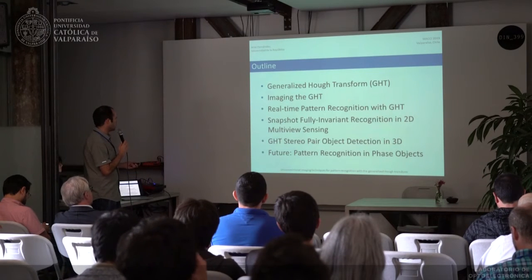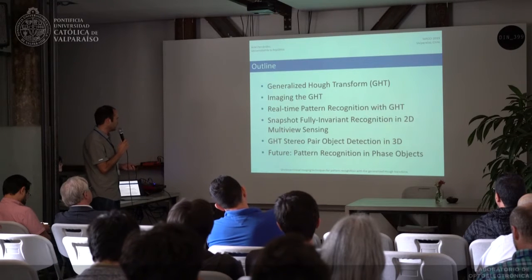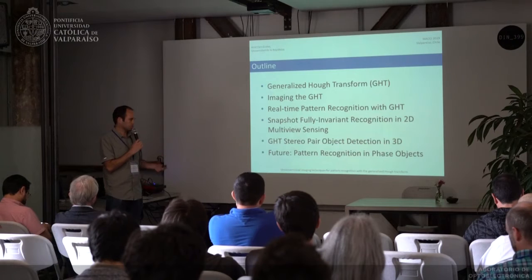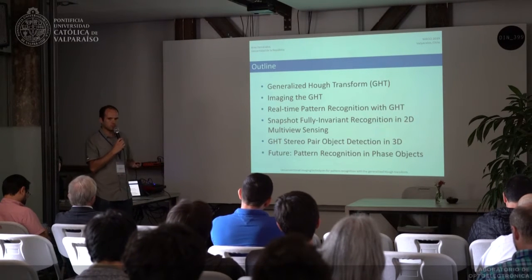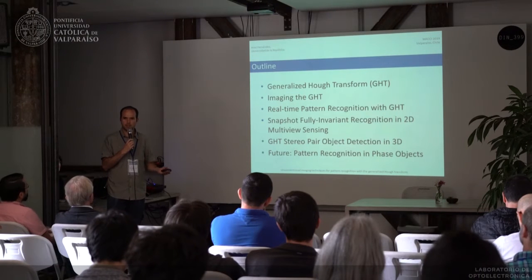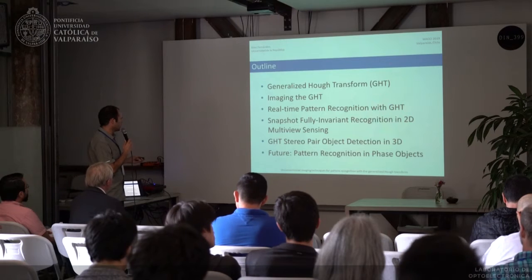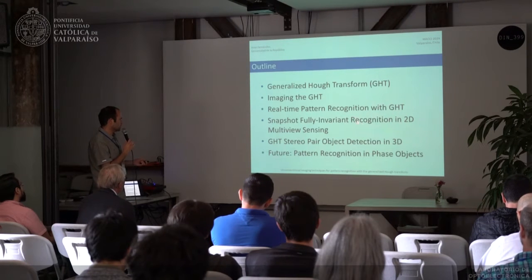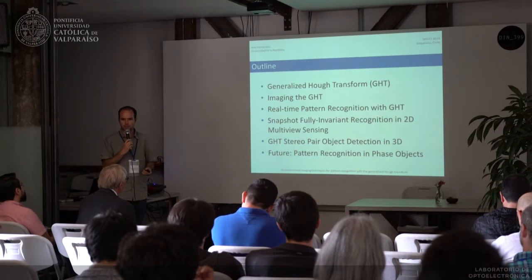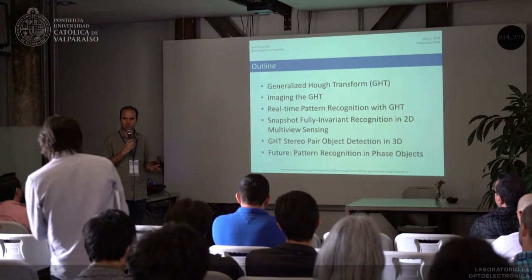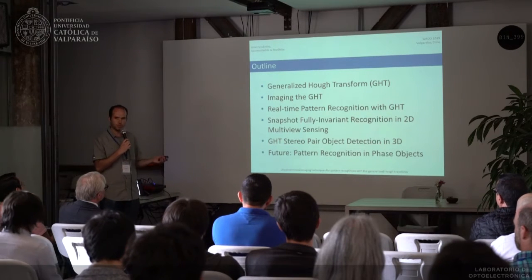In the next point, we move on to real-time pattern recognition with this technique and different variations that deal with the recognition with invariance to variations in the scale, the orientation, and also shift. So we developed some system that takes as a basis a multi-view sensing, but we are not sensing 3D objects in this case. We are sensing 2D objects, but with varied views.